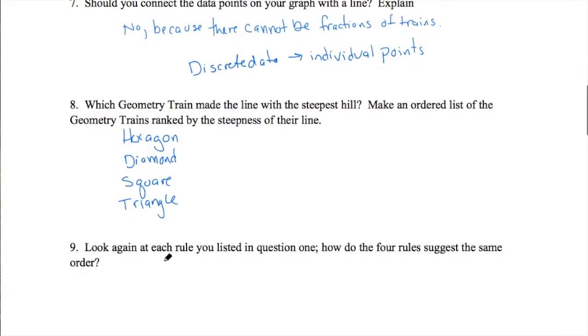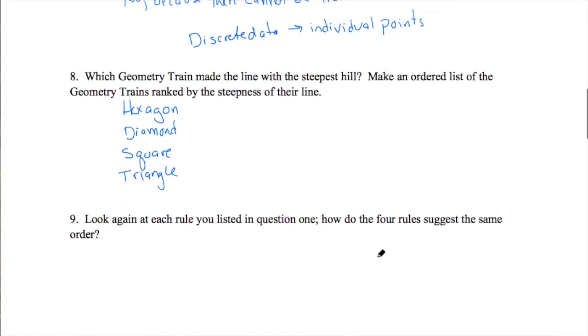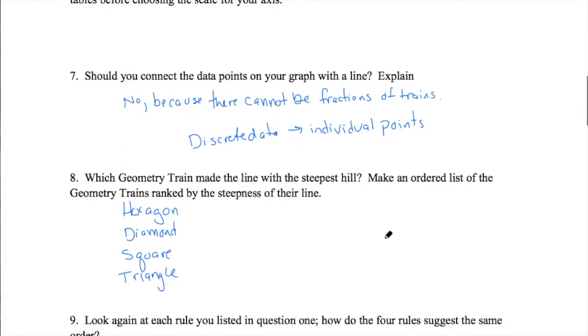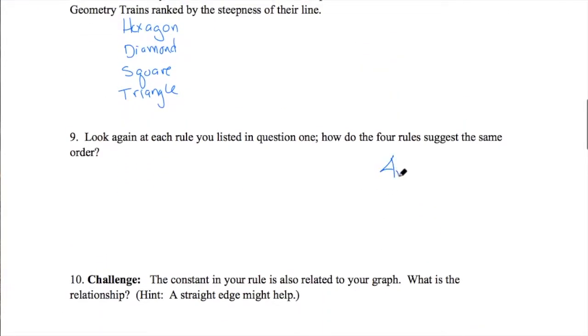Okay, so look again at each rule you listed in question 1. How do your 4 rules suggest the same order? So I'll write them here. The rules were, well, let me just put them in a random order. Okay, so I'll put them in this order. They were 4n, 2n plus 1, 3n plus 1, and 5n plus 1. Okay, so to kind of match them, this is the diamond, this is the triangle, this is the square, and this is the hexagon. So the hexagon was the steepest. The triangle was the least steep.